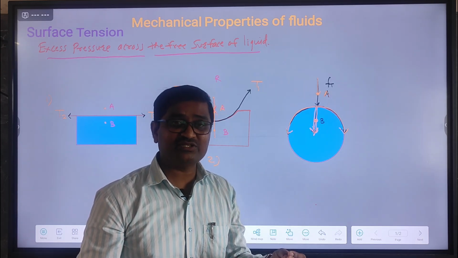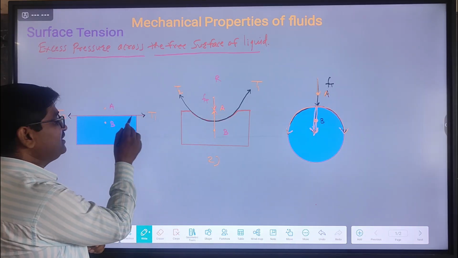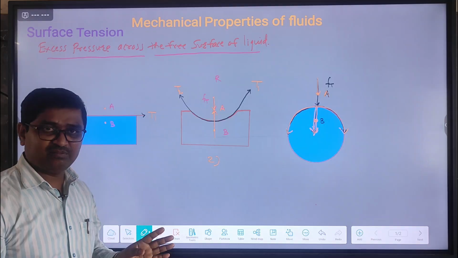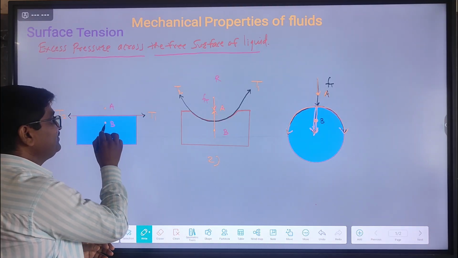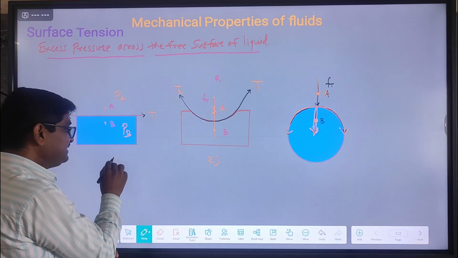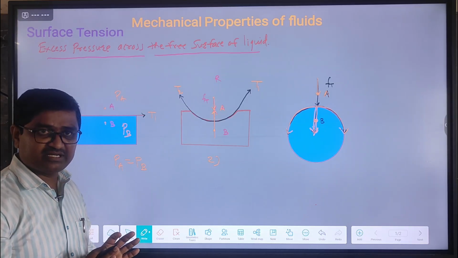Due to the excess of pressure on the free surface of liquid, remember that if the free surface of liquid is plane, the force due to surface tension between two sides is equal and opposite, and there is no pressure difference between the two. The pressure at point A and the pressure at point B is exactly the same. So PA is equal to PB. This is the first important condition.